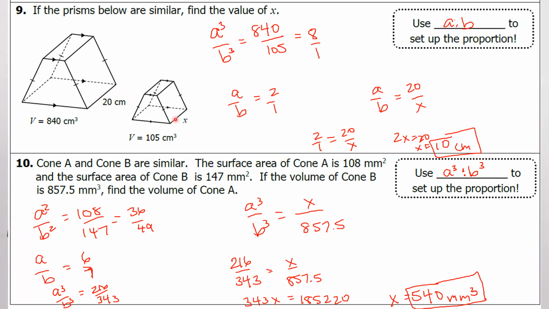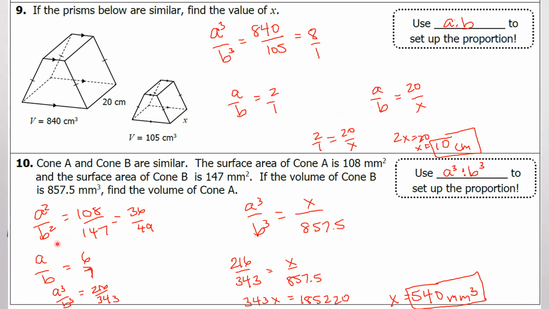This length was 20 and this length was X. So 2 to 1 or 20 to X. They are both A to B. So since this is A over B and this is A over B, I can say that they are equal. And I cross multiply and you should get 10 centimeters.